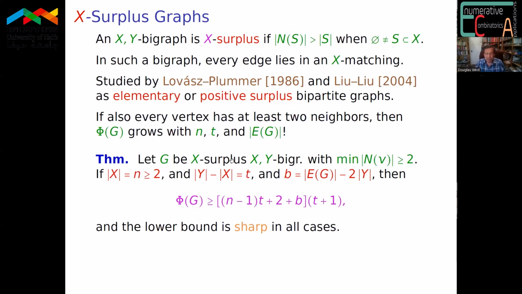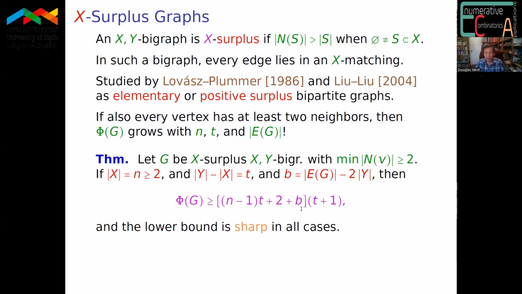If we have an X surplus XY bigraph, every vertex has at least 2 neighbors, n vertices in X, the difference between the parts is t vertices. And now, because every vertex has degree at least 2, we have to have at least 2 times the size of Y edges. Then if I subtract that from the number of edges in the multigraph, I get a quantity I'll call b, the number of excess edges in some sense over the minimum that's required. Then we prove that the number of maximum matchings has to be at least (n minus 1) times (t plus 2 plus b), all times (t plus 1).